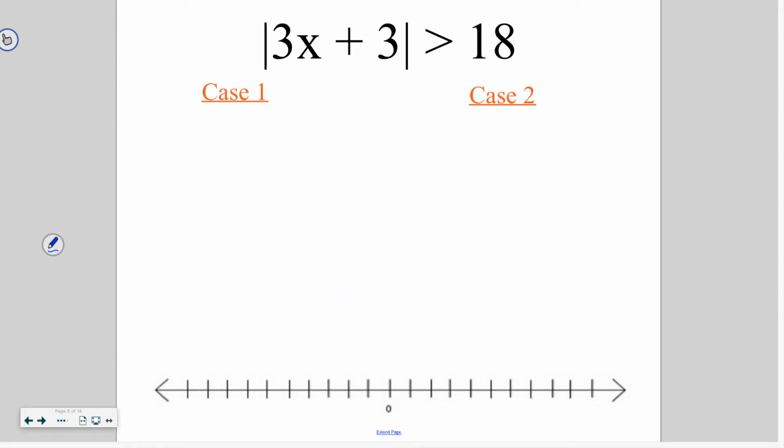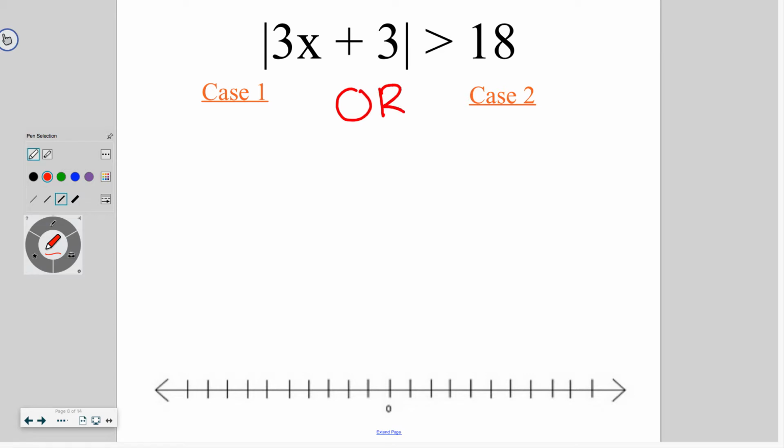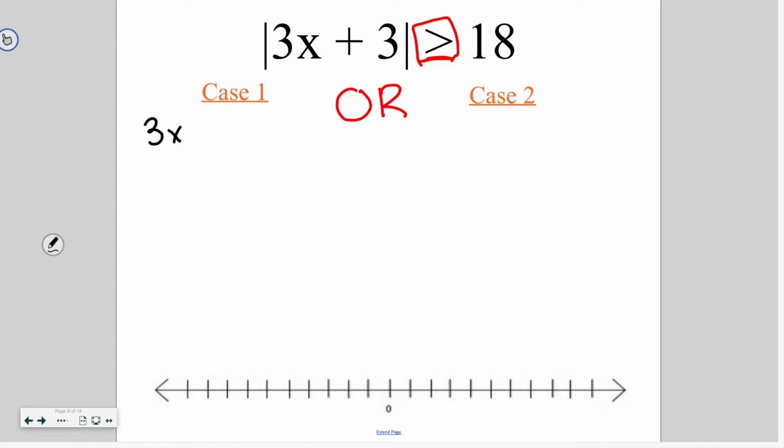If we look at this problem, we're starting with a greater than symbol, which is going to indicate to you that this is an OR problem. So that greater than symbol is telling you that it's an OR problem. Again, I highly recommend taking the time to write out your two cases. So that first case stays the same and the number stays positive. The second case, the inequality symbol flips and the answer becomes negative.